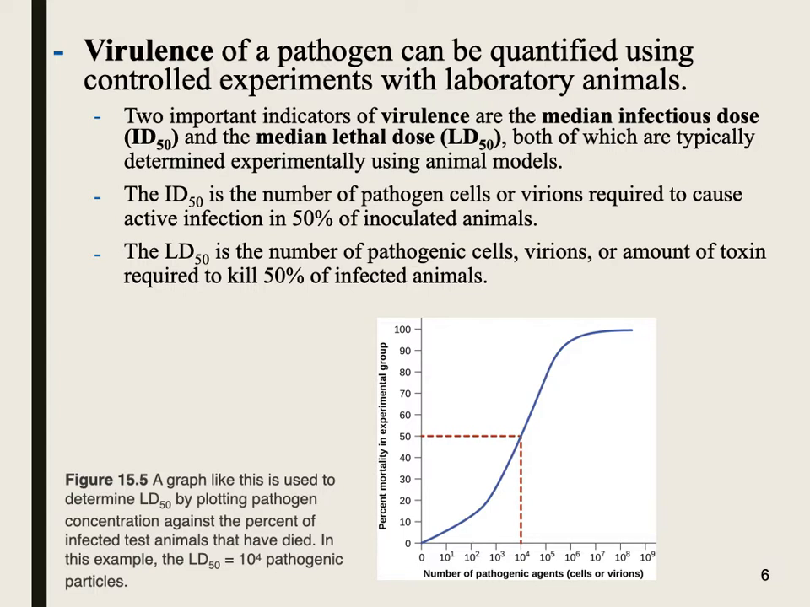For lethal dose, this is the number at which 50% of the infected animals, the infected hosts, die. So that's a really extreme negative outcome. Keep in mind that infectious dose is going to be different from lethal dose. Lethal dose tends to be higher.